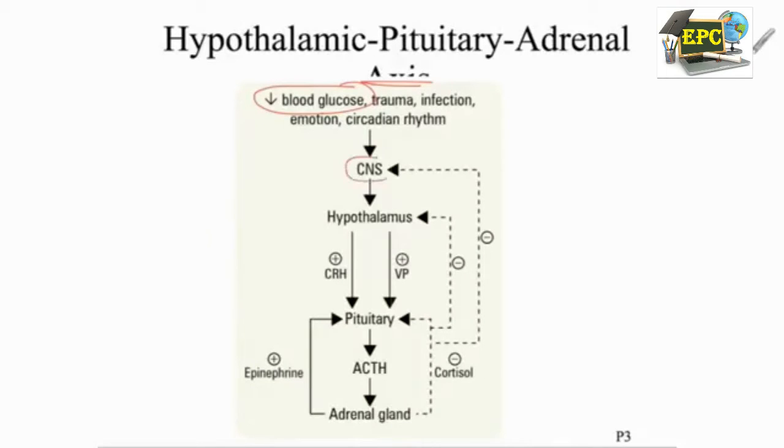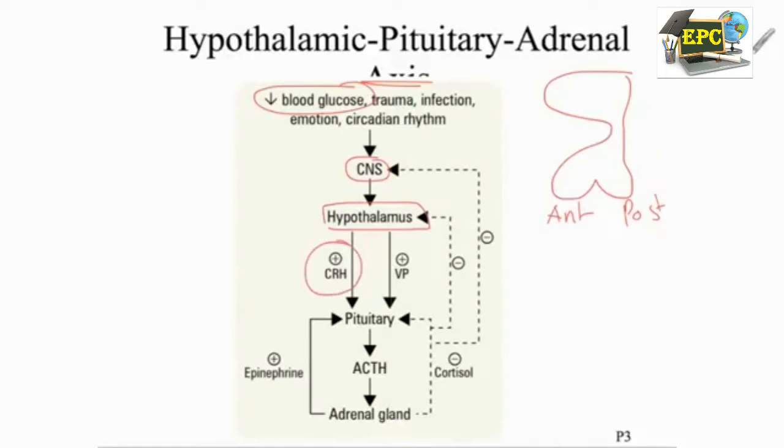interpreted by the CNS. The CNS then would relay this stimulus to the hypothalamus, and we know that the hypothalamus is the major relay station of most stimuli in the body. So here we have the hypothalamus, and this is the pituitary: the anterior pituitary and the posterior. If the hypothalamus gets this signal, it would interpret it as a need to increase blood glucose, and by this it would increase the corticotropin-releasing hormone.